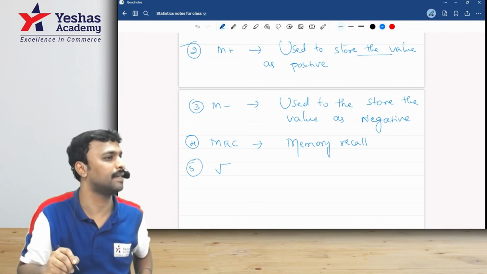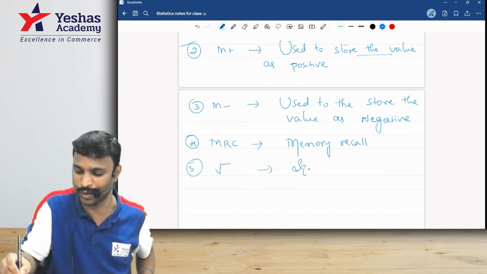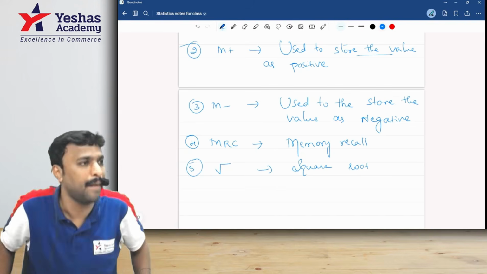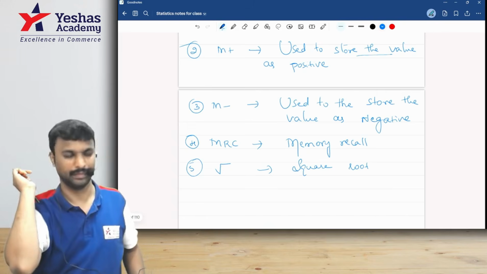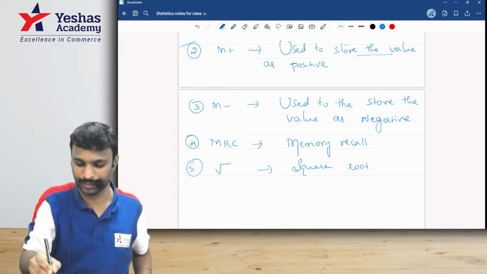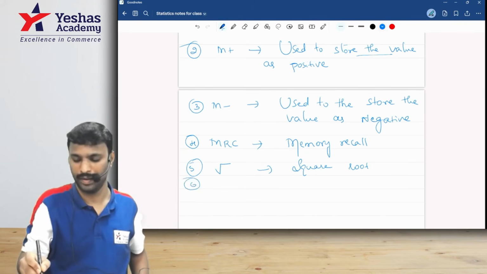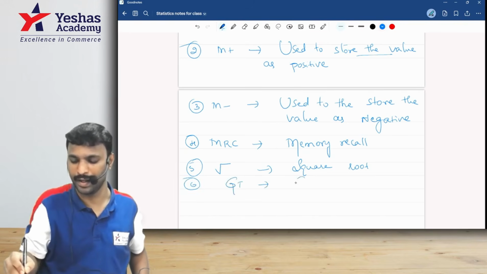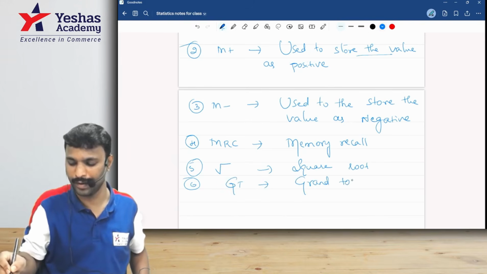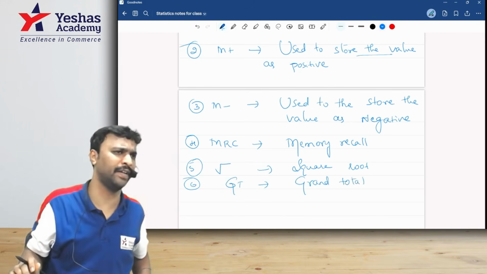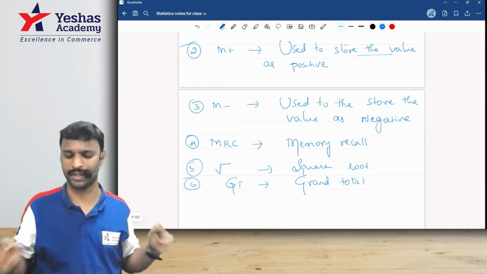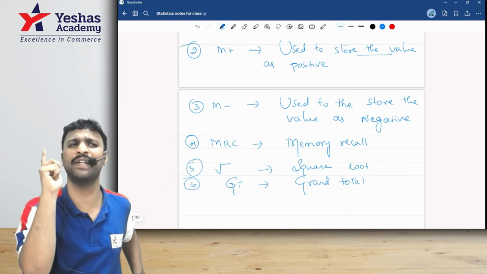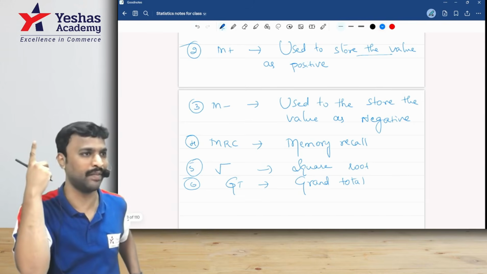There's a button called, what is this? Square root. When you want to find the square root of a number, you have to press root. GT is grand total. I will tell you the significance of each and every one of these buttons, but just to know what each button is, I'm just giving you this. GT is grand total. There's a significance of this. I'll be telling you that one by one later, right?